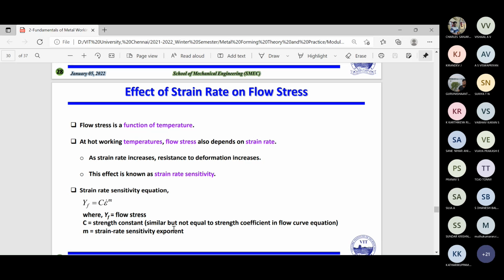This is similar but not equal to the strength coefficient, because the terminology is the same, but when you measure the value, the number, you cannot say it is exactly the same. Maybe in some cases it will be the same, but in other cases it cannot be. And M equal to the strain rate sensitivity exponent. When we wrote YF equal to K epsilon to the power N, N was the strain hardening exponent. Here, for strain rate sensitivity, M is the strain rate sensitivity exponent. Is it clear?